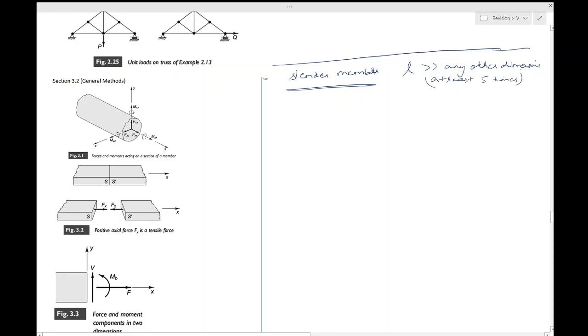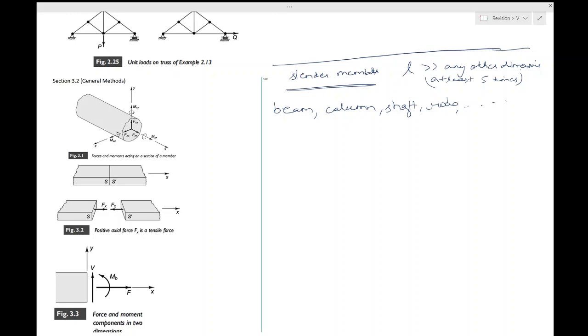Okay. Normally it is much larger, but at least 5 times is what you go with. So this brings us to members of engineering structures, which can be called a beam, a column, a shaft, a rod, and so on. Okay. So these are all slender members, and they have their names because they are different in what they are supposed to do.